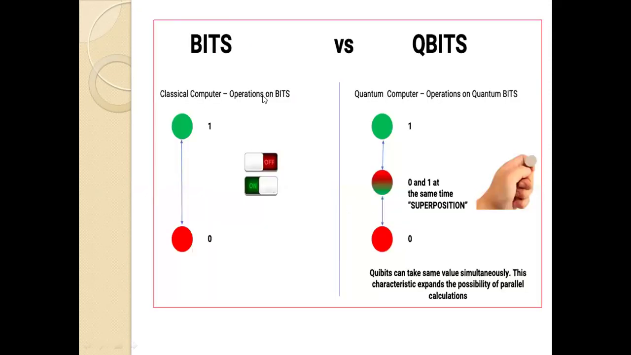So bits: in a classical computer, operations are 0, 1, on, off. Quantum bits, or qubits, in quantum computers, can operate as 0 and 1 at the same time, so superposition. So qubits can take the same value simultaneously. This characteristic expands the possibility of parallel calculations.